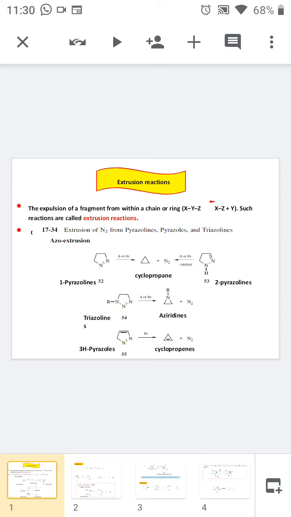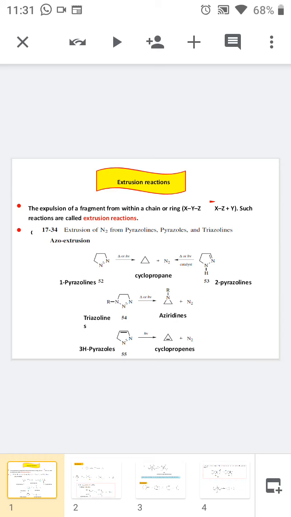Everybody, today we will discuss the next topic, that is extrusion reaction. Extrusion reaction means it is a type of elimination reaction in which a neutral molecule or a fragment of molecule is expelled from a ring or a chain, and such type of elimination reaction is known as extrusion reaction.